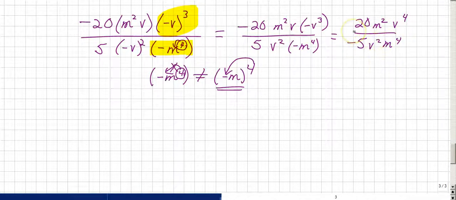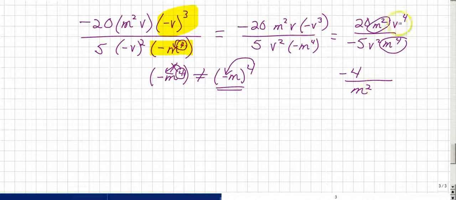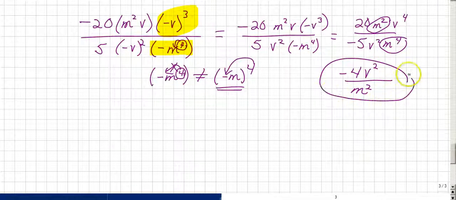And now let's just do one thing at a time. First we do the numbers. 20 over negative 5 is negative 4. Let's do the m's. We have m to the 2, m to the fourth. We subtract the powers and get a 2, and we put them where there were more in the beginning, which is on the bottom. The v's, v to the fourth over v squared. We subtract the powers. 4 minus 2 is 2. Again, you put them where there were more, which is on the top. And yes, that is the final answer.